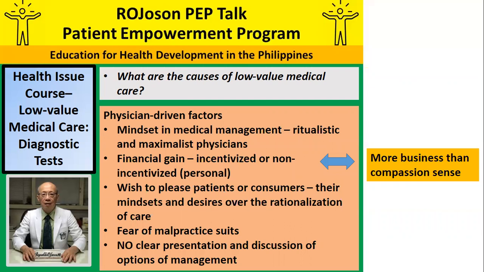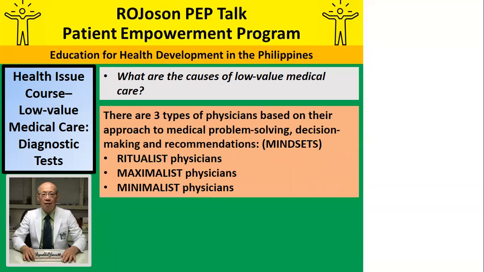Mindset in the medical management of doctors. There are three types actually, but the two types that will lead to low value will be ritualistic and maximalist. Financial gain is another physician-driven factor, both incentivized or non-incentivized. When we say non-incentivized, they do things more on the business sense rather than a compassionate sense. Number three physician-driven factor is wish to satisfy or please the patients. Then fear of malpractice suits. And then the last one is no clear explanation and presentation of options of management to advise the patient.